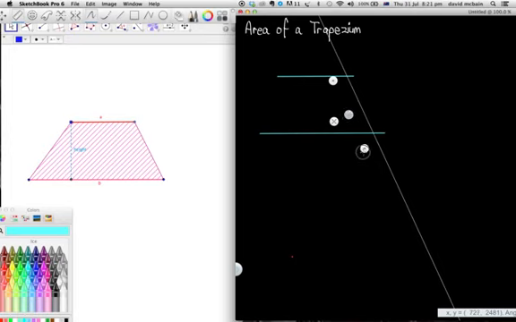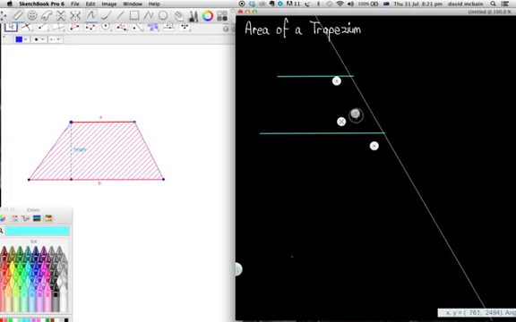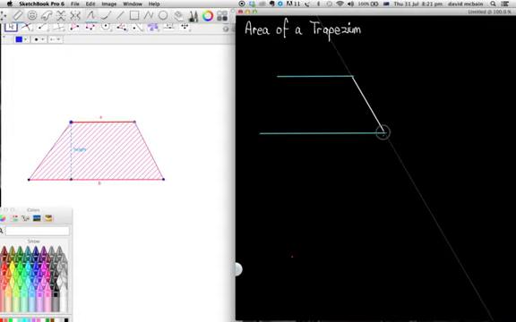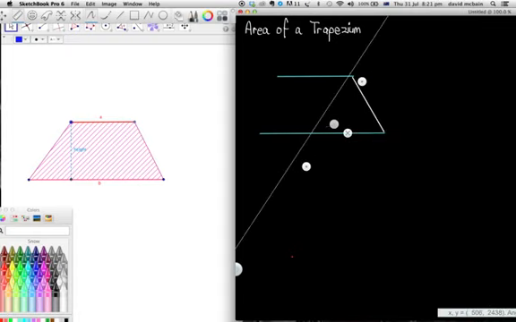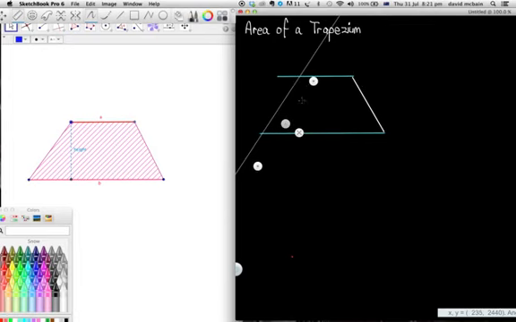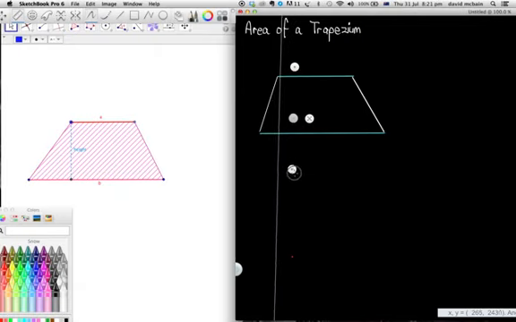We'll do those in white, I think. There's that side, and that side. And we've also got this dotted line here, this green line. I'll talk about that in a sec as well.